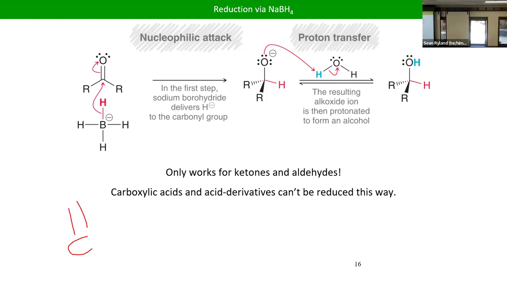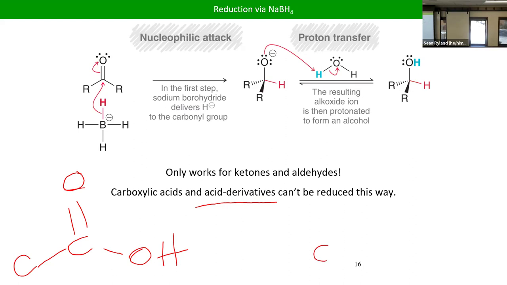Our oxidation state for the carbon here is going to be plus three. If you get carbon all the way to a plus three oxidation state, you need a stronger reducing agent. You can't take a plus three carbon and reduce it using sodium borohydride. There's a whole class of molecules we call acid derivatives, which are basically all of the functional groups where the carbon has a plus three oxidation state.